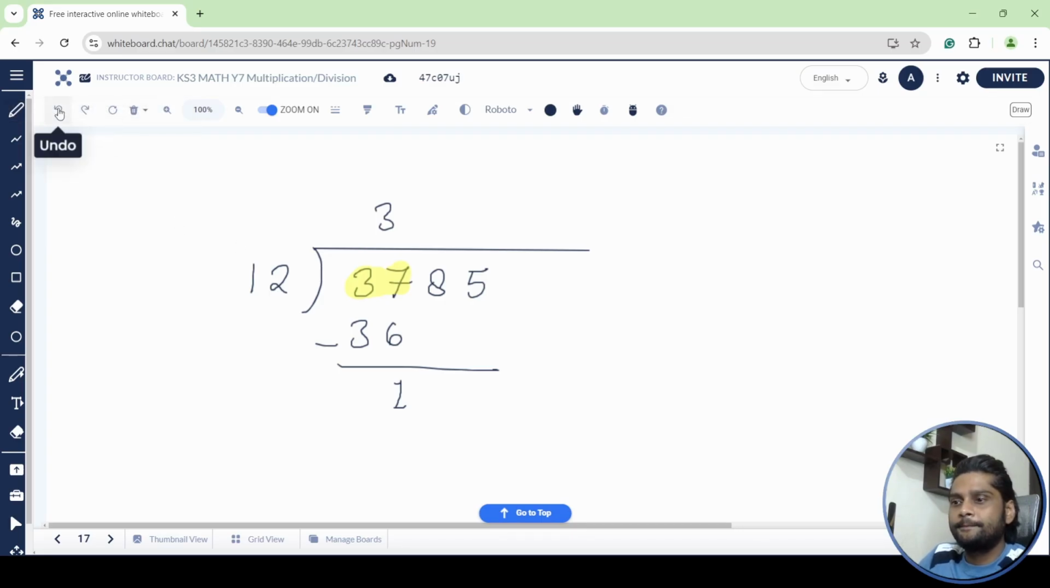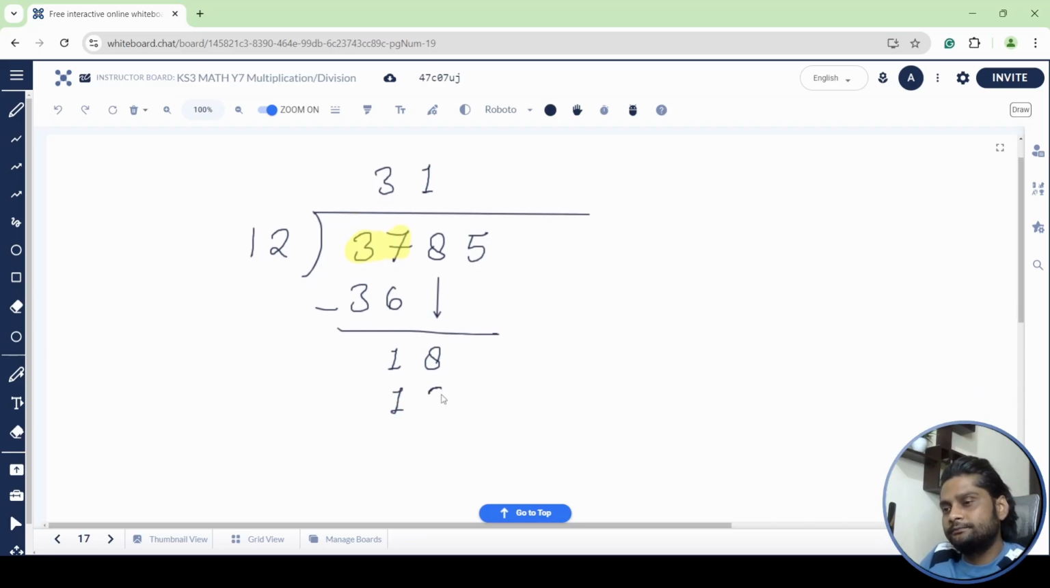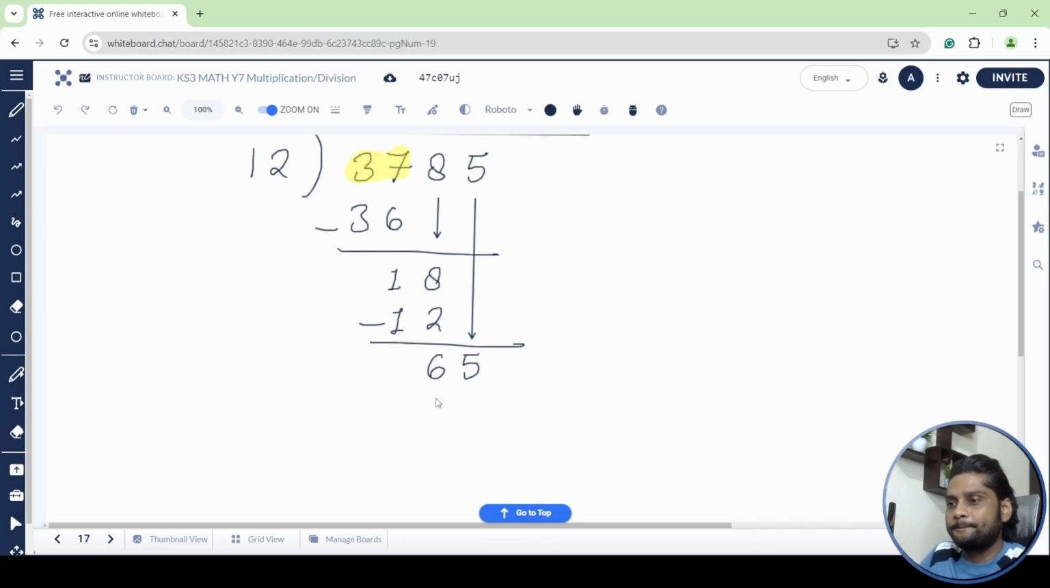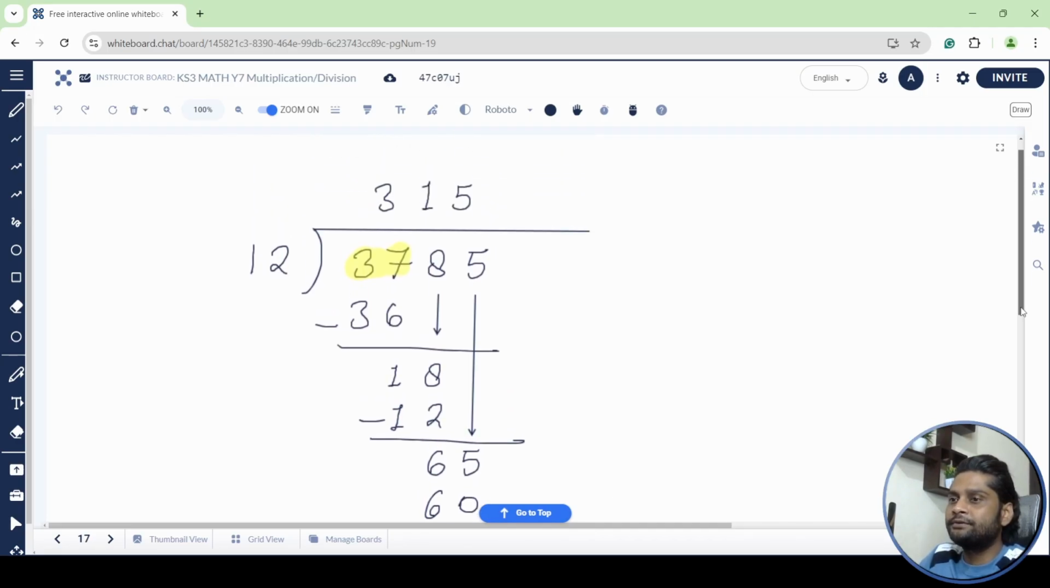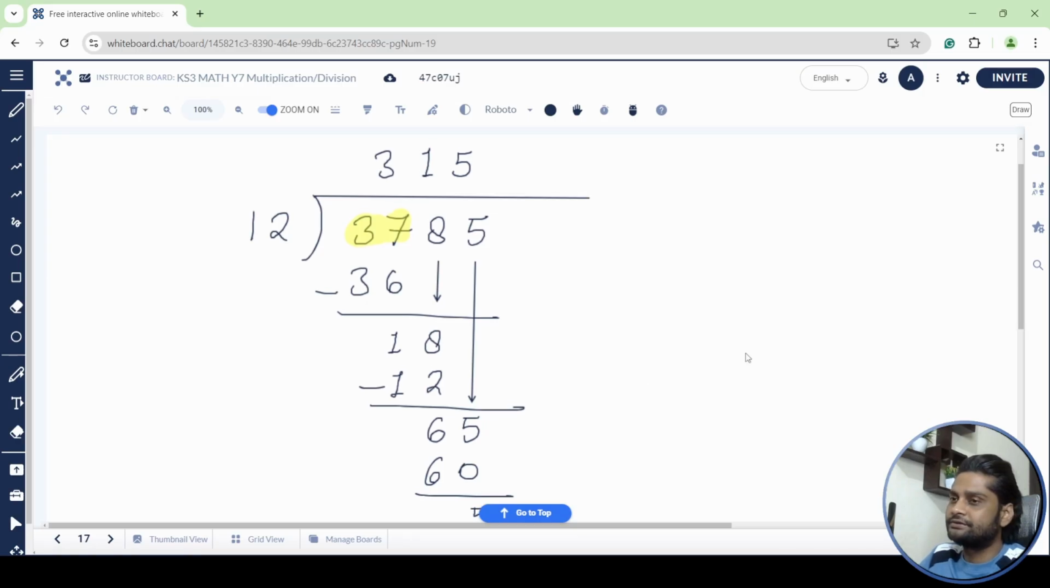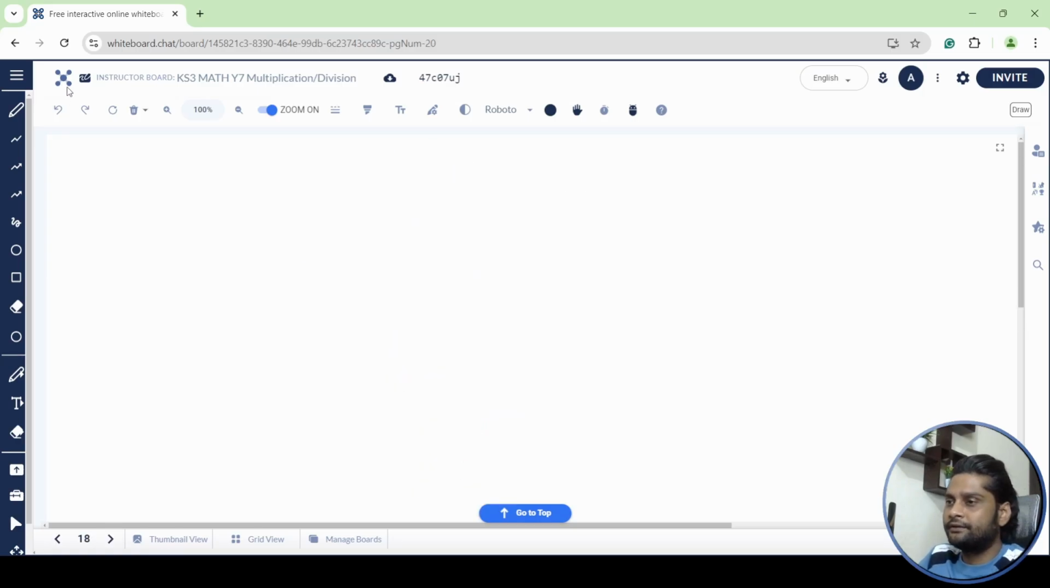Okay, let me just rewrite it. We got 1 after subtraction, and then we note down this 8 here, and now this becomes 18. So it goes maximum for one time, and we have 12 times 1 is 12. We then got 6, and again we are able to note down the next number. We have 5, and 12 goes in 65 for 5 times maximum. 12 times 5 is 60, and this is how we have got 5. There is no number after that to note down, so 5 is the remainder. 315 is the quotient.